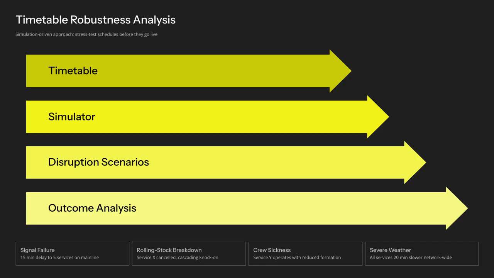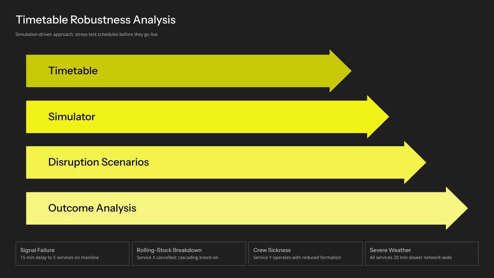So we've talked about how a timetable gets designed, but here's the thing. Even a well-designed timetable can fall apart under pressure. A signal failure at the wrong junction, a train running late at a critical interchange, weather hitting a key stretch of line, any of these can cascade, and if the timetable isn't built to absorb that kind of stress, the whole network feels it. That's what robustness analysis is for. The idea is straightforward. Before a timetable ever goes live, you test it, not just on paper, but under realistic disruption conditions. Here's how the process works.